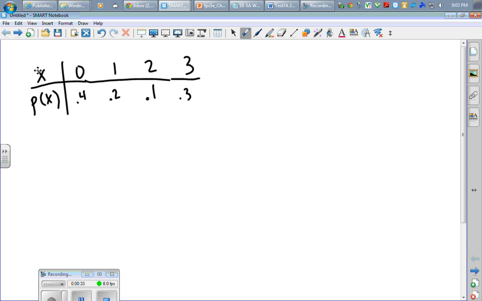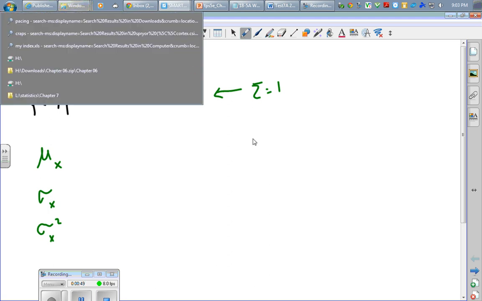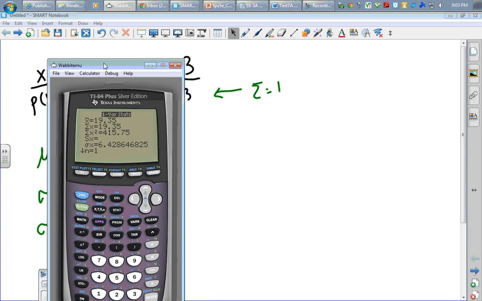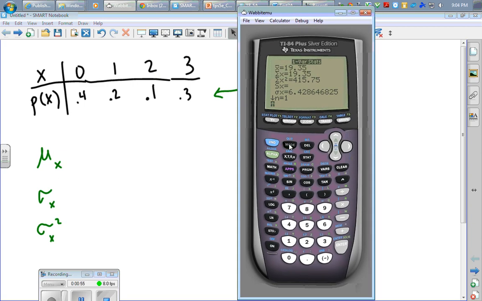I could verify that these numbers right here need to add up to 1, and in fact they do. So my questions for you are, what are the mean, the standard deviation, and the variance of this data set? Now, I can do this quickly on my calculator, and so I'll show you that, but it's important to know how to do the work as well.